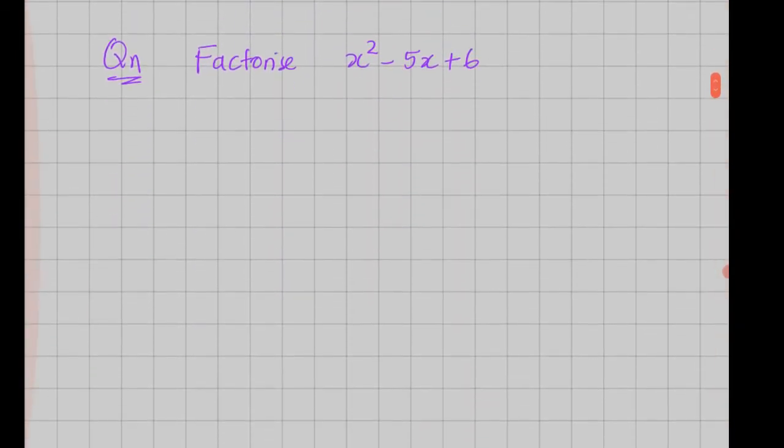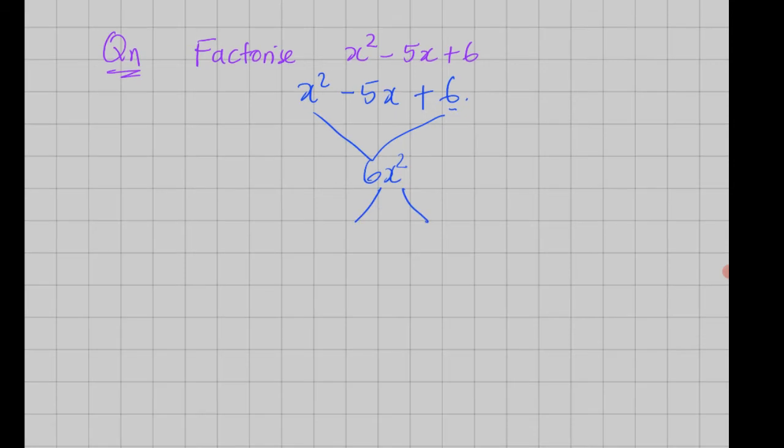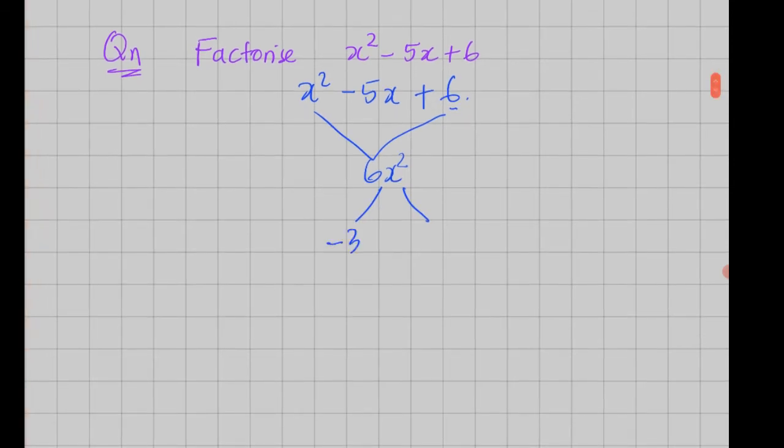Let's go to the next example, which says factorize x squared minus 5x plus 6. So we write x squared minus 5x plus 6, and you multiply x squared and 6. What do we get? We get 6x squared. And we look for two numbers which, when we multiply them, we get 6x squared, but when we add them, we get negative 5x. So what are those numbers? Minus 3x and minus 2x.